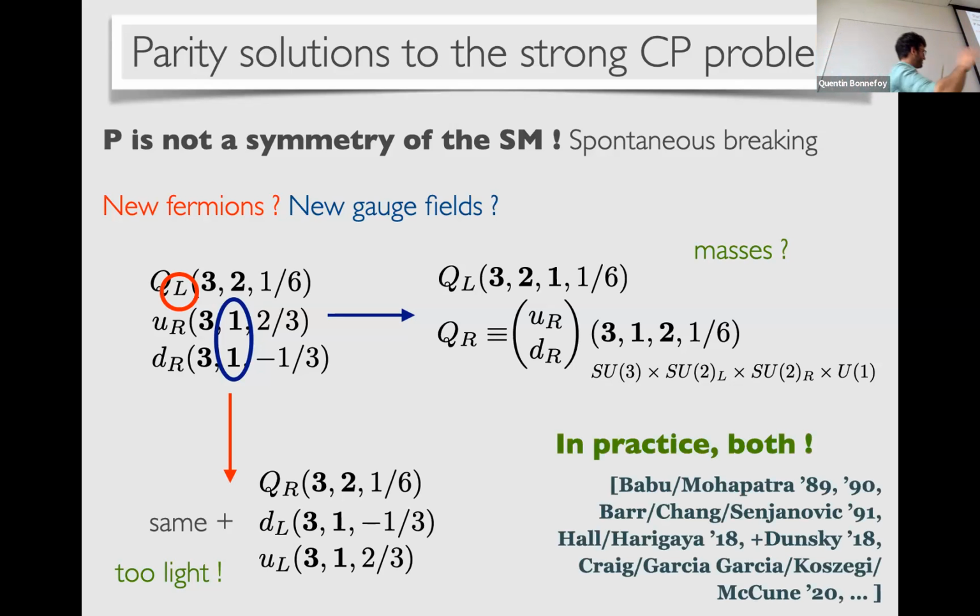And so for that reason, to build consistent models, you have to do a mixture of the two. You have to add new quarks, and you have to add new gauge fields. That's what the bulk of the works about parity solutions to strong CP have done.